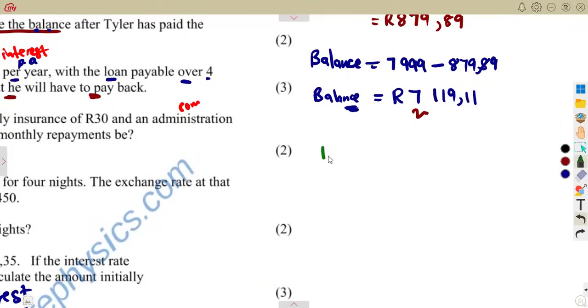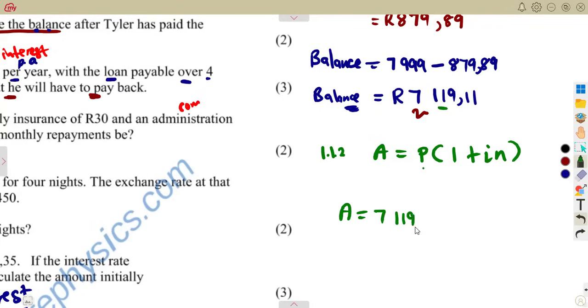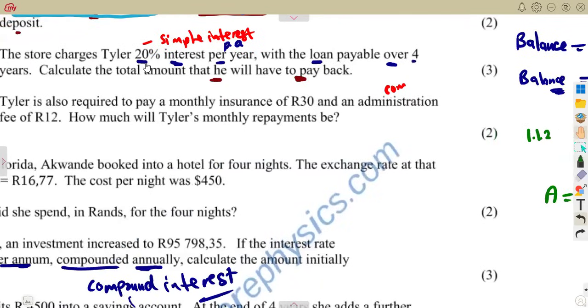So that is 1.12. Remember the formula for the amount from simple interest is given by the principal times (1 plus IN), which is the interest rate times the number of years. In this case, P is the balance that we had, which is our loan. So what is going to be the amount after 4 years? The principal, that is our balance of 7,119.11, times 1 plus the interest rate that we are given, 20%, over 4 years.